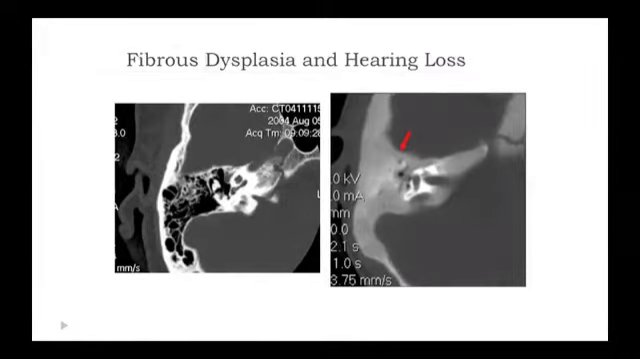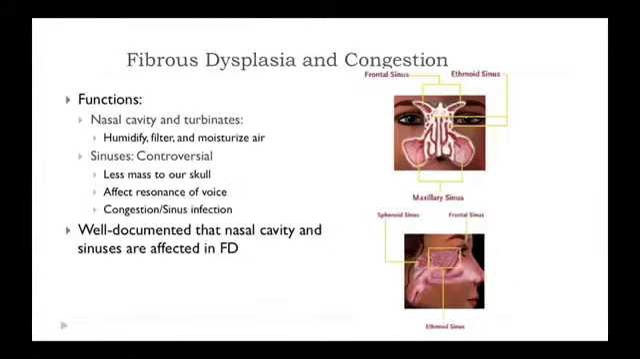Another common finding in those with fibrous dysplasia of the craniofacial region includes congestion. And that's actually because fibrous dysplasia appears to be involved in the nasal cavity or the turbinates, which are structures inside the nose. As you know, the nose is really important for humidifying the air, for filtering, and to maintain moisture throughout the airway. Additionally, the sinuses may be involved, and as you saw from the previous CT, the sinuses can be completely obliterated with what looks like white fibrous dysplastic bone.